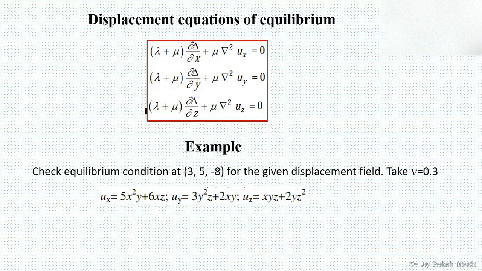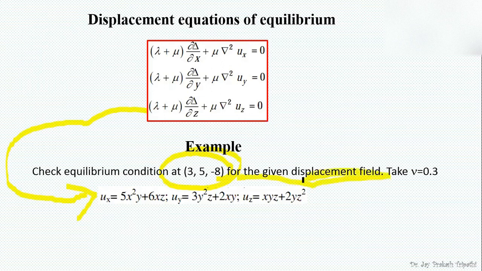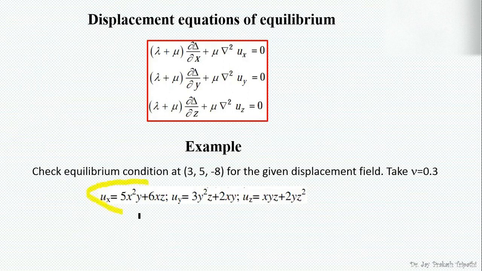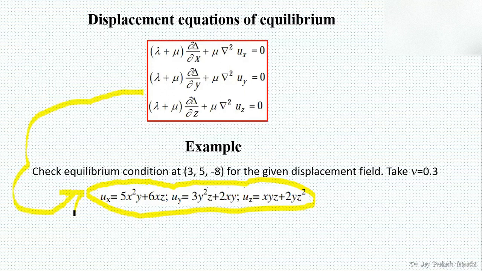We can apply these equations of equilibrium to check the equilibrium condition at any particular point for a given displacement field. So in this example, it is given that the displacement field at point 3, 5, minus 8 is given like this. So we have to check the equilibrium condition. So we have to apply all these operators, and we have to check whether these 3 conditions are satisfied or not. If satisfied, then we can assure that the displacement field represents an equilibrium condition.